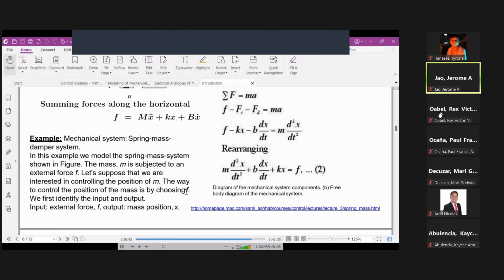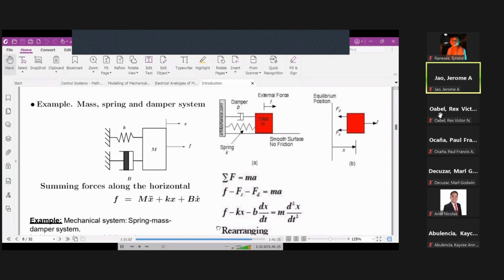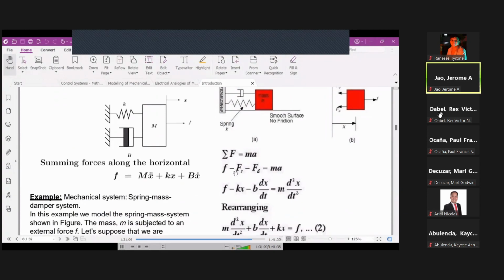So therefore, we first identify the input and the output. So ano ba yung input and output natin? So therefore, the input is the applied force or the external force applied to the system. Tama? And the output, ano magiging output niya? Is the position of your body or the position of your mass or the X. Sabi natin.